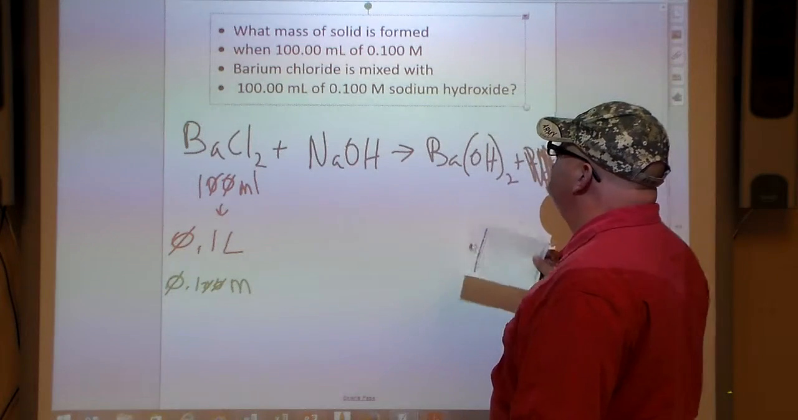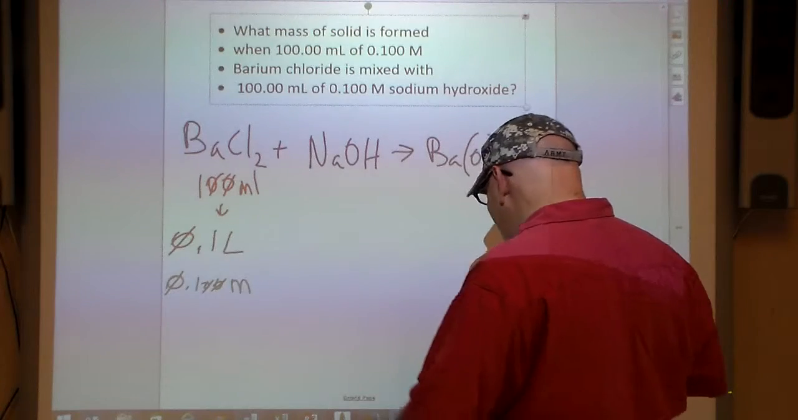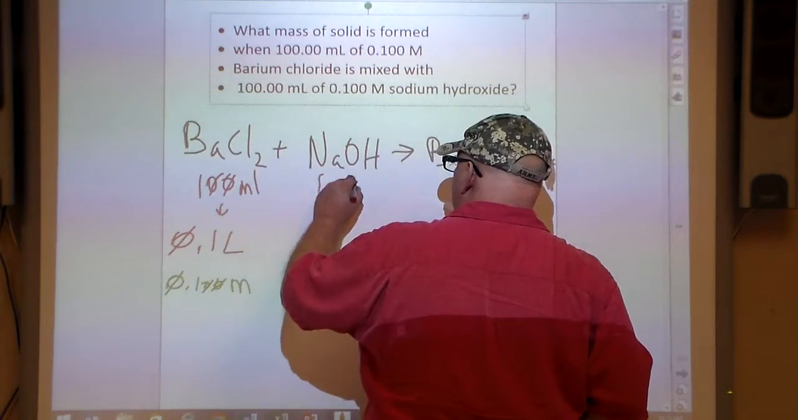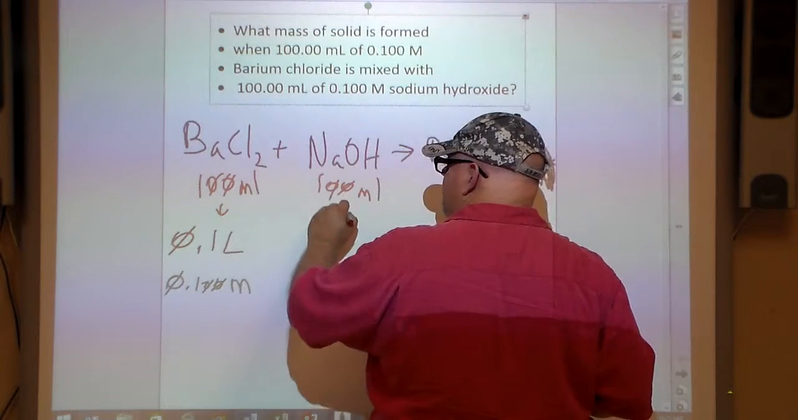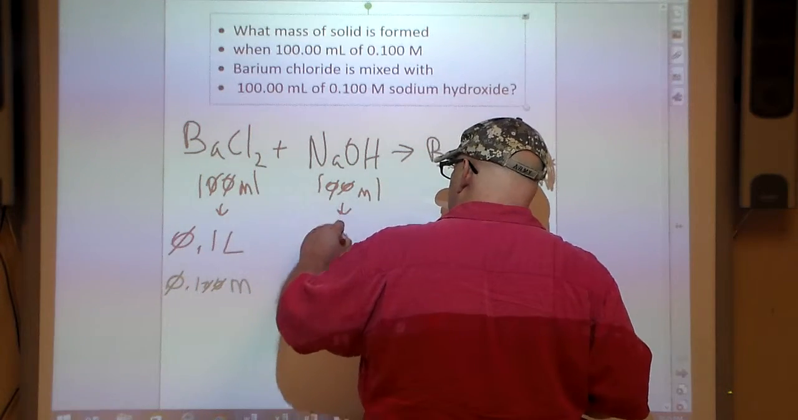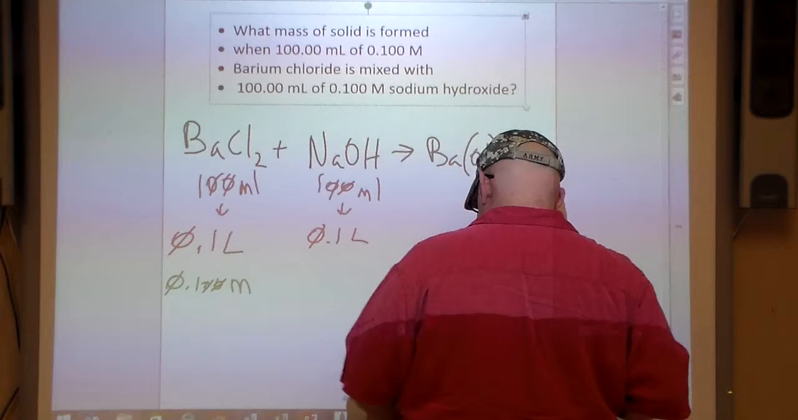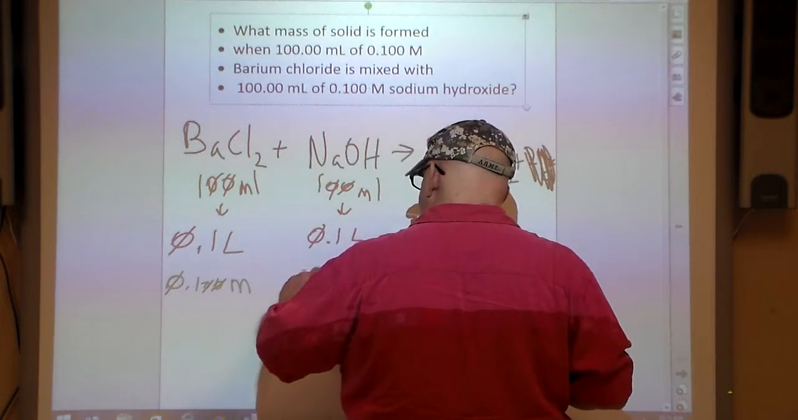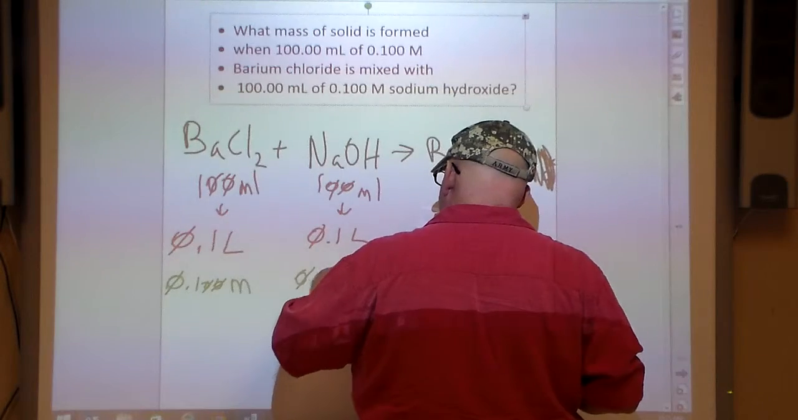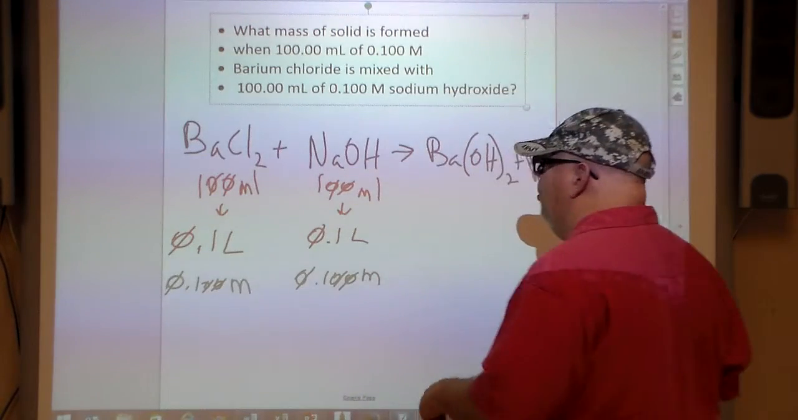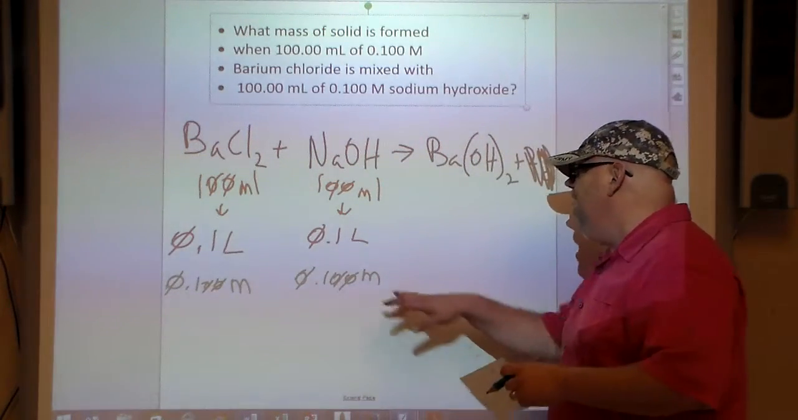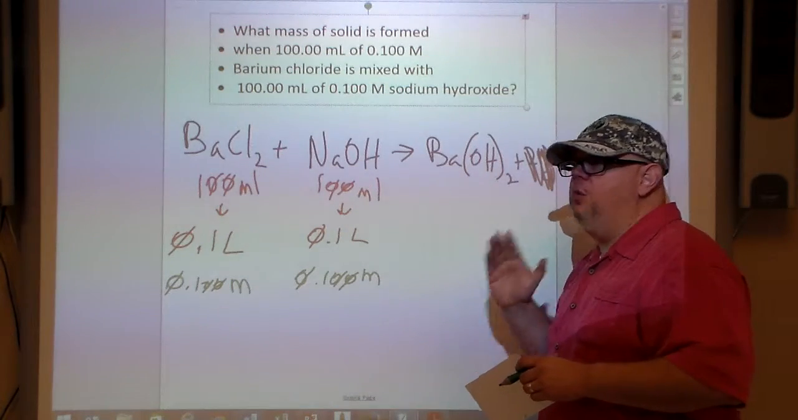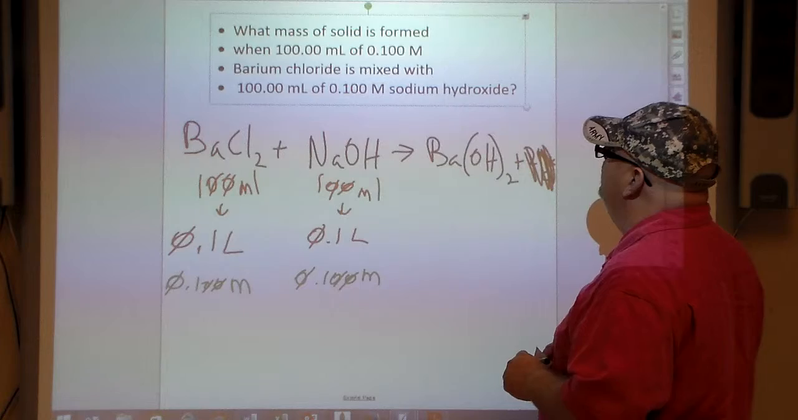Let's take a look at the sodium hydroxide. They gave us the same thing. Notice they also gave us 100 milliliters. Isn't that nice? They gave a nice round number. So again, we can convert it to liters. And again, nice of them to give us our concentration. That is a capital M, ladies and gentlemen. Remember, molarity is always a capital M.